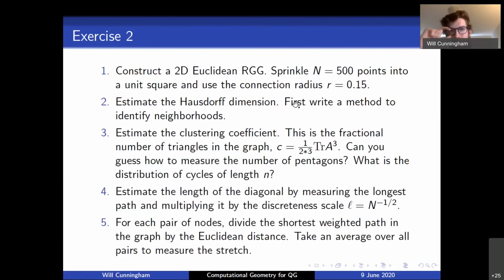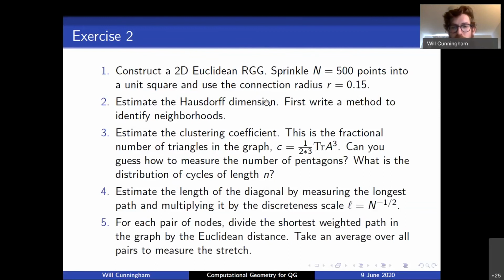So now I'll point you guys to exercise 2. It looks like if time runs out, this might be the last bit. What we're going to do is construct a 2D Euclidean random geometric graph. This is a straightforward exercise where you're just sprinkling points into a unit square and connecting points which are below some threshold. And then estimate the Hausdorff dimension.